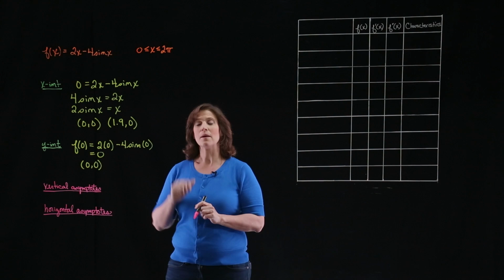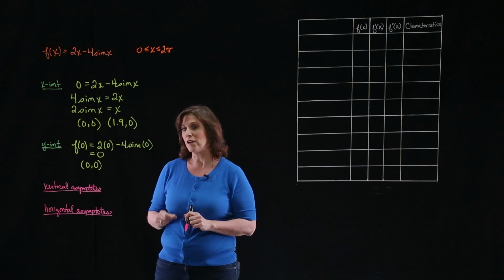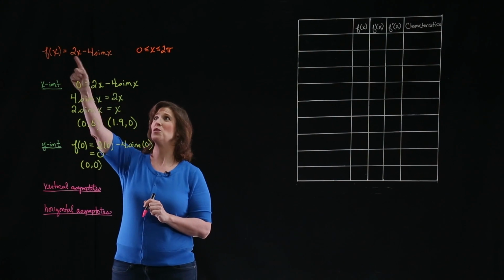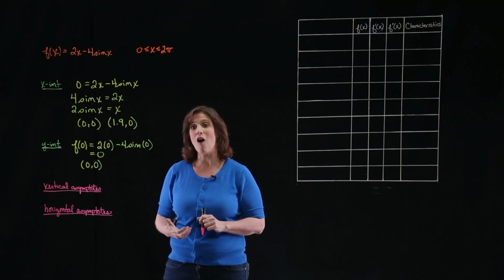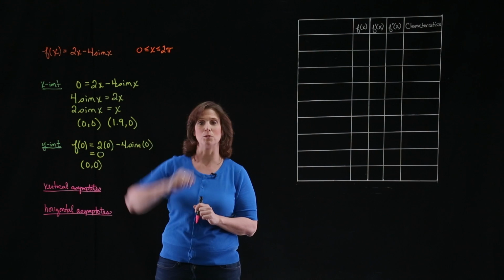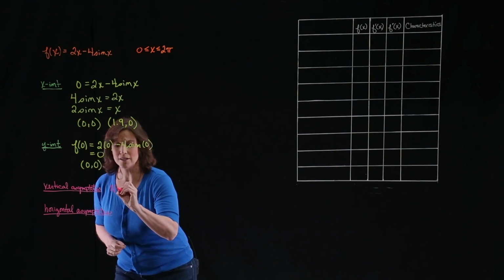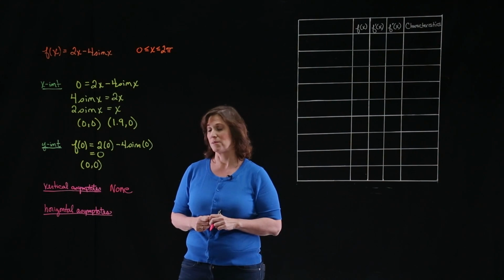The first thing I'm going to talk about are vertical asymptotes. Now remember, at vertical asymptotes, your function will not be defined at those locations. And if you look at your function, 2x minus 4 sine x, that's going to be defined for all values of x. And again, we're only interested between 0 and 2 pi, but it's defined everywhere. So there aren't any. So there are no vertical asymptotes.